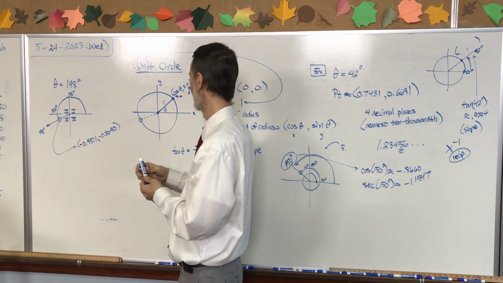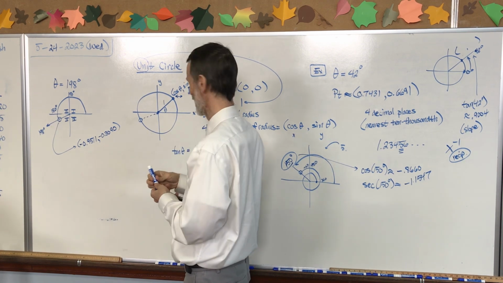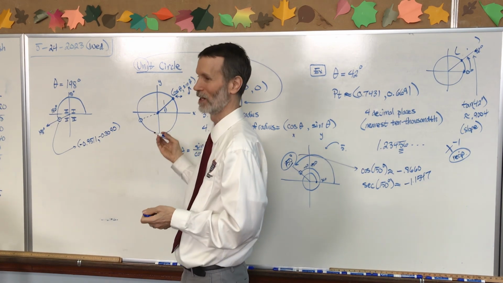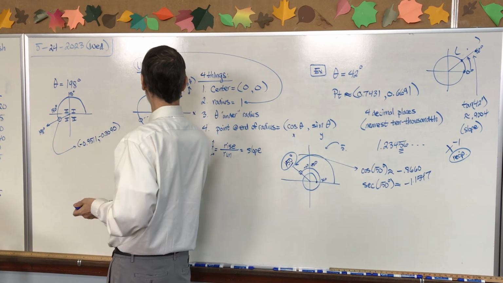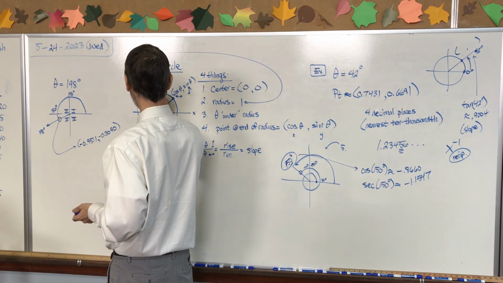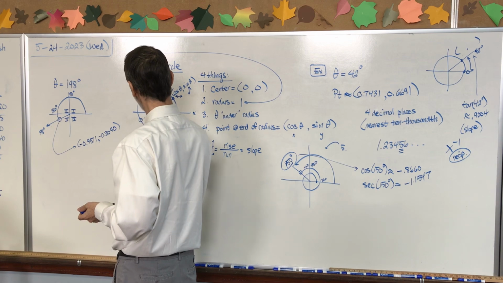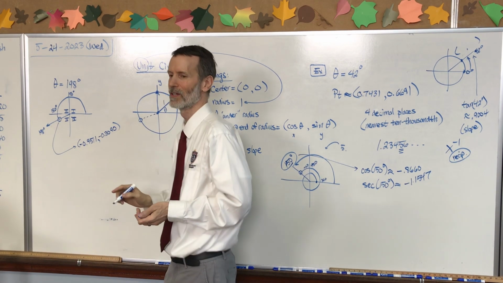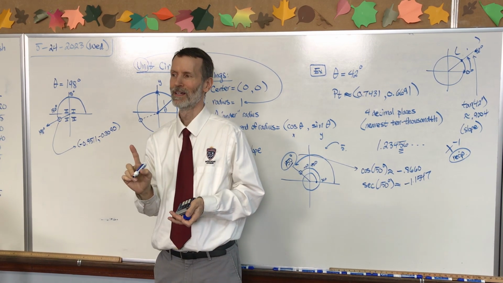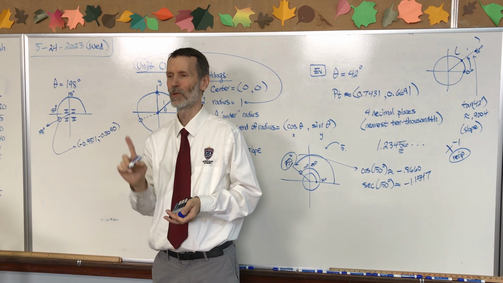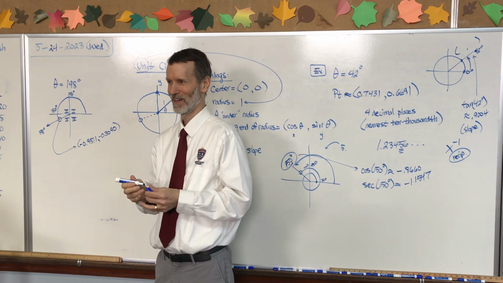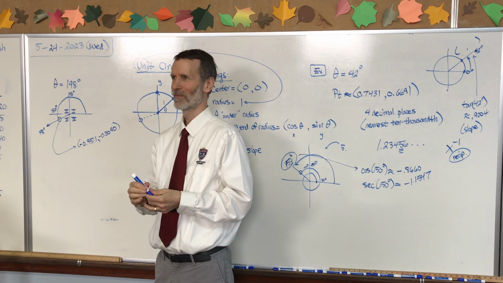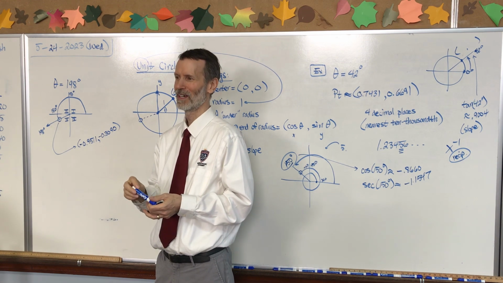Anybody happen to remember what the slope of a straight up and down line is? 270? That's angle. I want to know the slope. If I go up here, from here to here, what's the rise? 1. What's the run? 0. What's 1 divided by 0? What's the one number you can never ever divide by? 0.